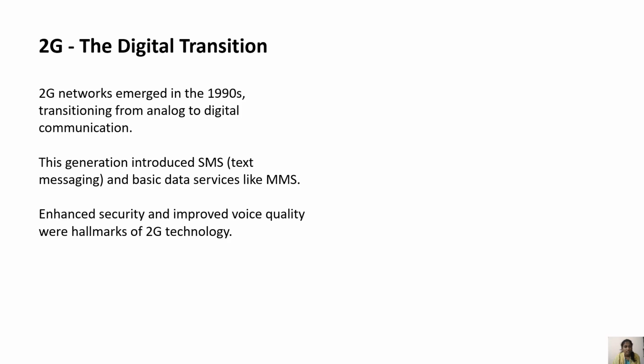And the next is 2G, that is the digital transition. 2G networks emerged in the 1990s, transitioning from analog to digital communication. This generation introduced SMS, that is text messaging, and basic data services like MMS. Enhanced security and improved voice quality were hallmarks of 2G technology.